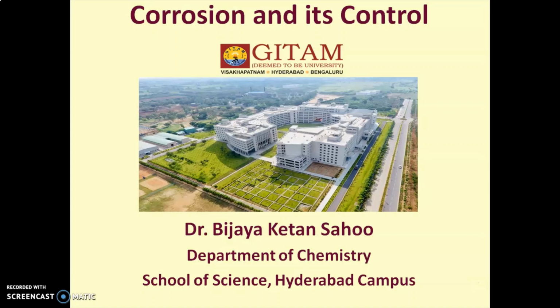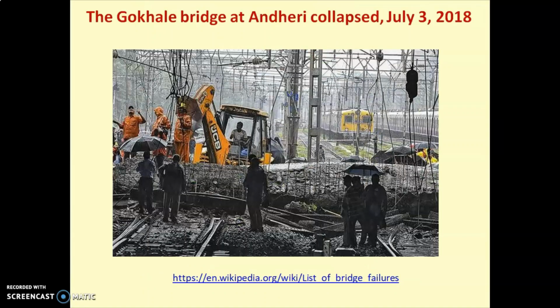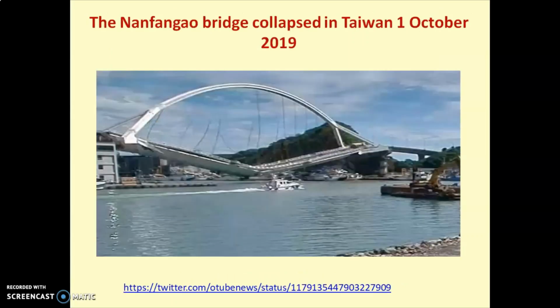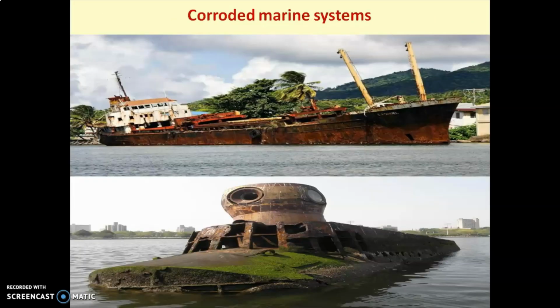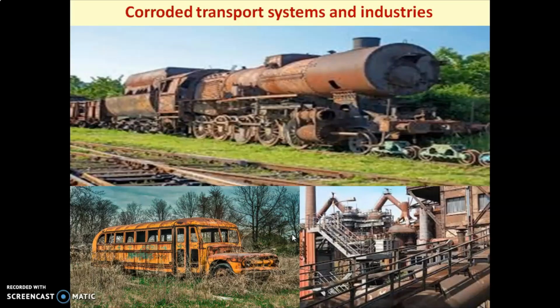Let us discuss corrosion and its control. So this is the collapsing of the Gokhale bridge at Andheri, Mumbai on July 3rd, 2018. Another example, the Nanfang bridge collapsed in Taiwan on 1st October 2019. Some other examples are corrosion in marine systems. This is the corrosion of a ship. This is the corrosion of a submarine. These are some of the examples of corrosion in transport systems and some industrial equipment.